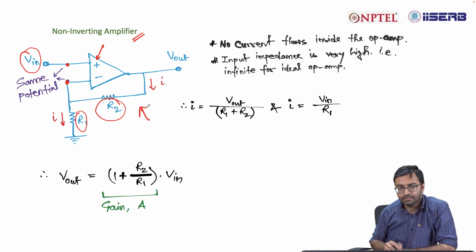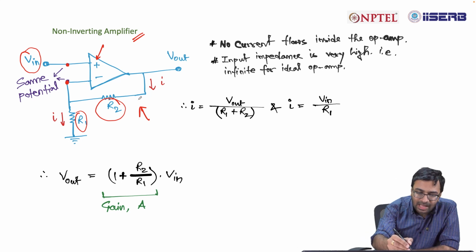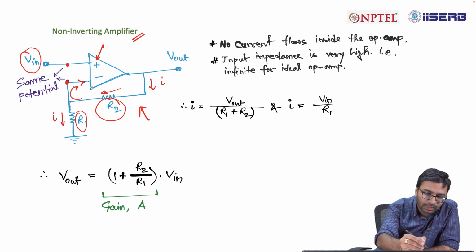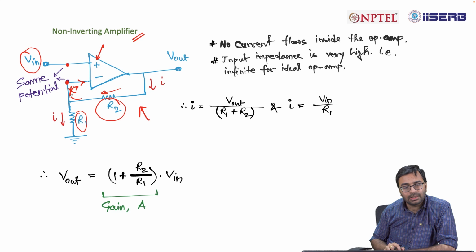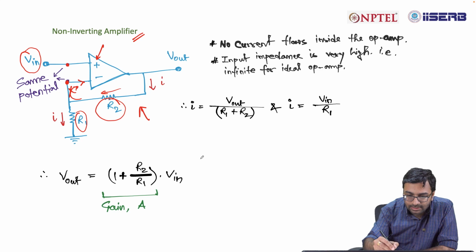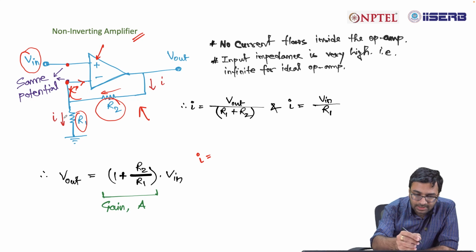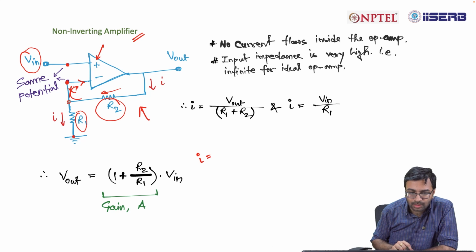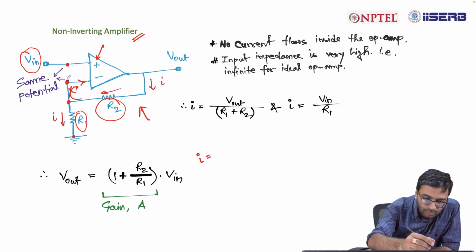Now in this case, the current I that flows through R2 will also flow through R1 because no current flows inside the amplifier, so no current will go in this direction. Whatever current is coming should go through R1 only. So there is no current in this particular direction. Hence, you can consider I as V out. So sorry, this terminal is V in. That means here also it is V in.